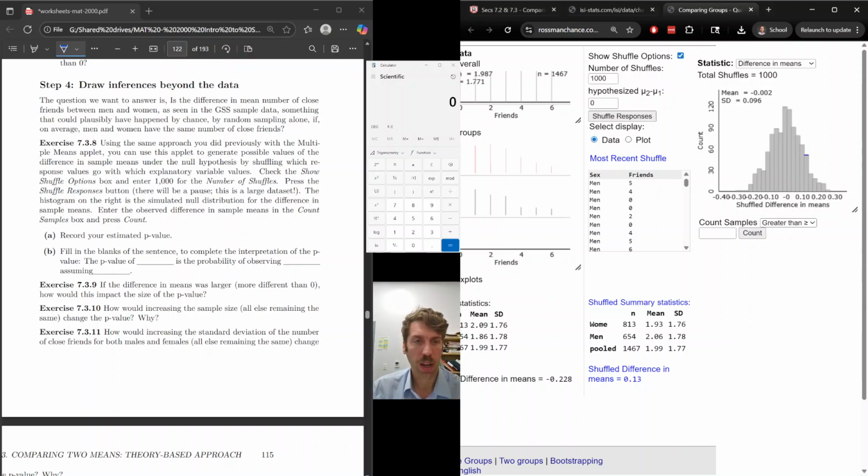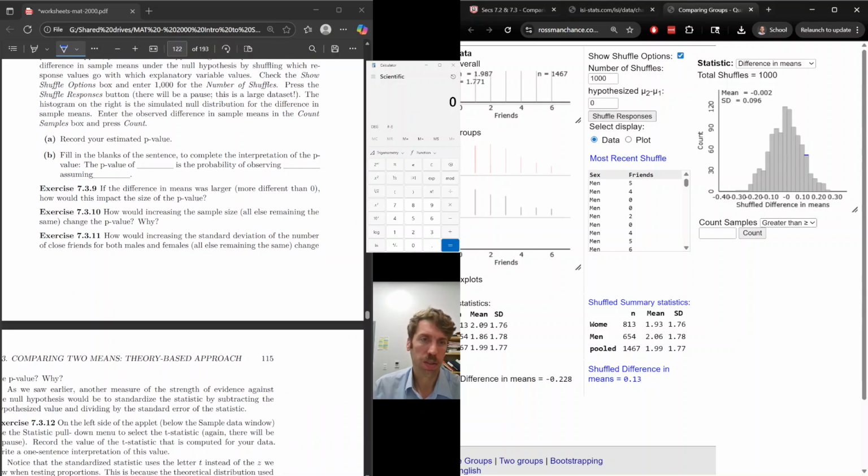Okay, so number 9. If the difference in means was larger, more different than 0, how would this impact the size of the p-value? This is the simplest one to answer because you could just make up a different number than this that's farther away from 0, plug it in and look. But hopefully you don't even have to do that. Hopefully you remember that if the difference is bigger, then the p-value will be different in a certain way, and you can put that down there. This is a review question.